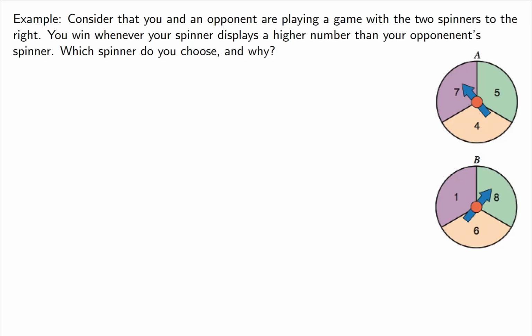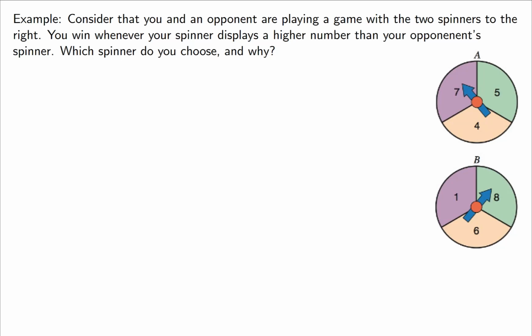You might look at these and say, spinner B has the highest number. If I roll that 8, I win every time. But spinner B also has the lowest number. If I roll that 1, I lose every time. Spinner A has a more well-rounded number system, so maybe spinner A is better. But which is it? The way to do this is look at all the possible outcomes.